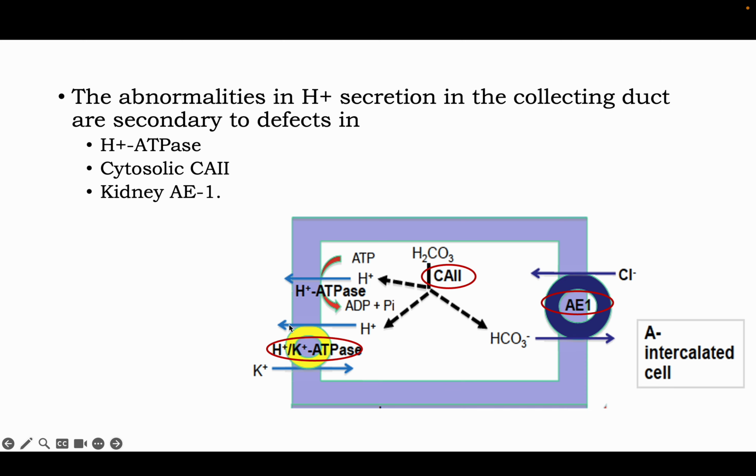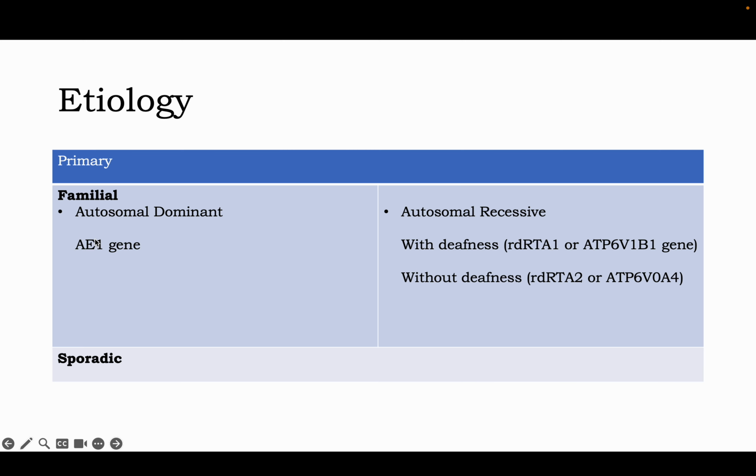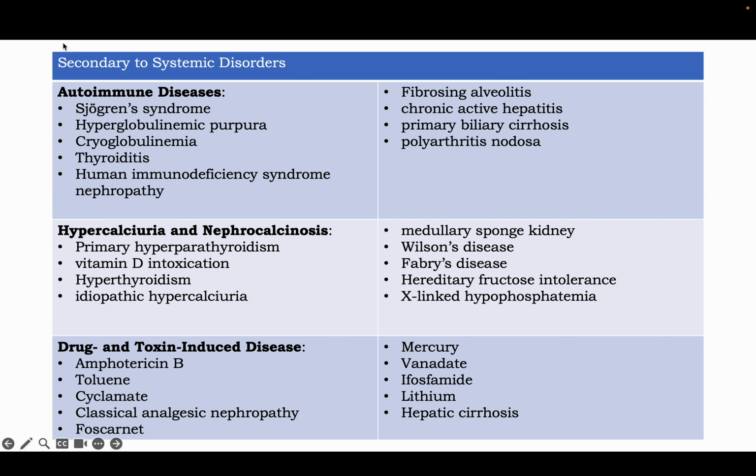So this is a defect in the H+/K+ ATPase, anion exchanger 1 and carbonic anhydrase 2. These all can be defective in distal RTA. The various causes can be ATP6V1B1 or ATP6V0A4 defects. The most common causes are autoimmune causes like Sjogren's syndrome, cryoglobulinemia, and HIV. Associated conditions like primary biliary cirrhosis, ulcerative colitis, polyarteritis nodosa, and chronic active hepatitis can be there.